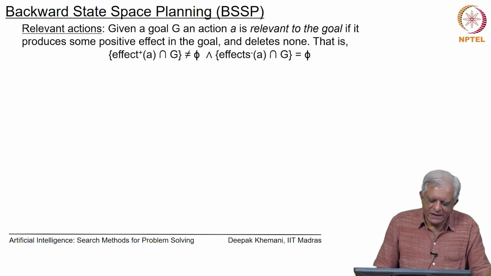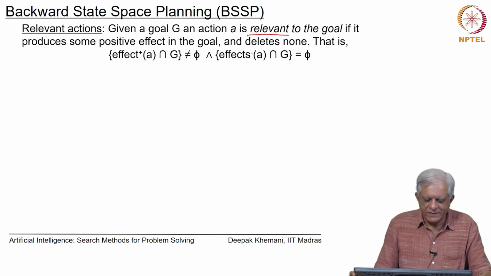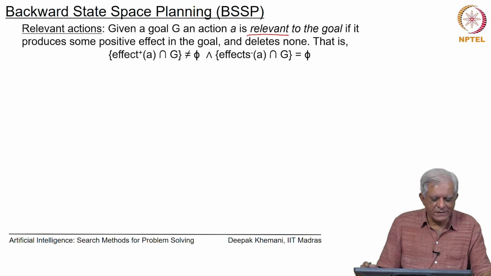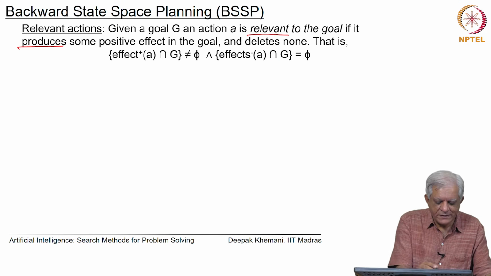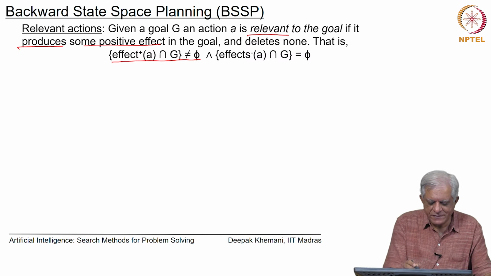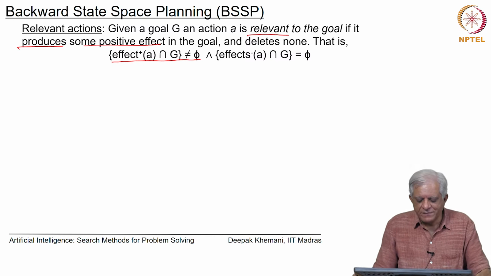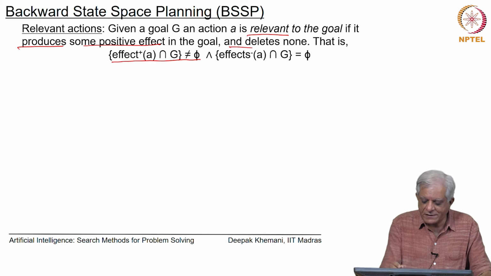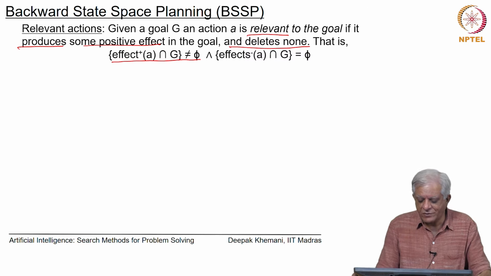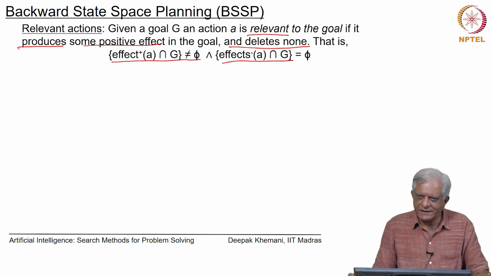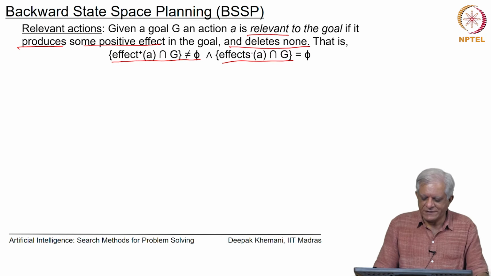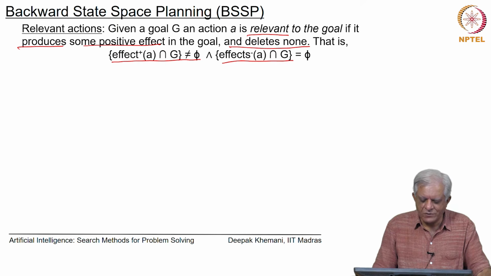We say that an action is relevant to a goal G if it produces some positive effect. It must produce some positive effect, which is expressed by saying that the effects of that action intersected with the goal must not be empty, and it deletes none. It must not delete anything that is desired in the goal state, which means that the negative effects of the action intersected with the goal must be an empty set. If this is true, then we say that the action A is relevant to the goal G.